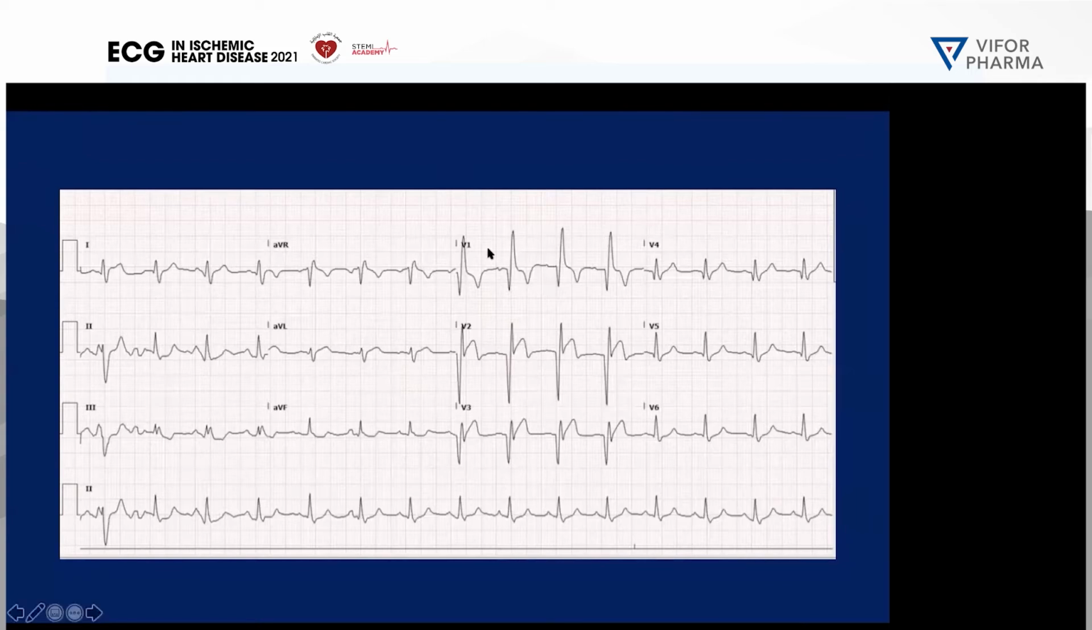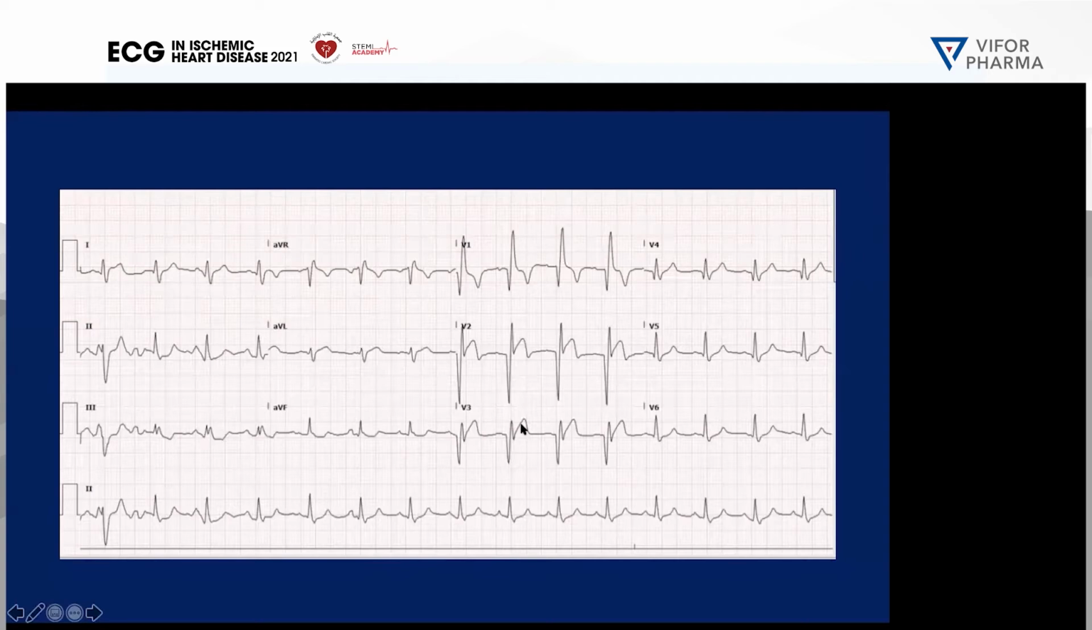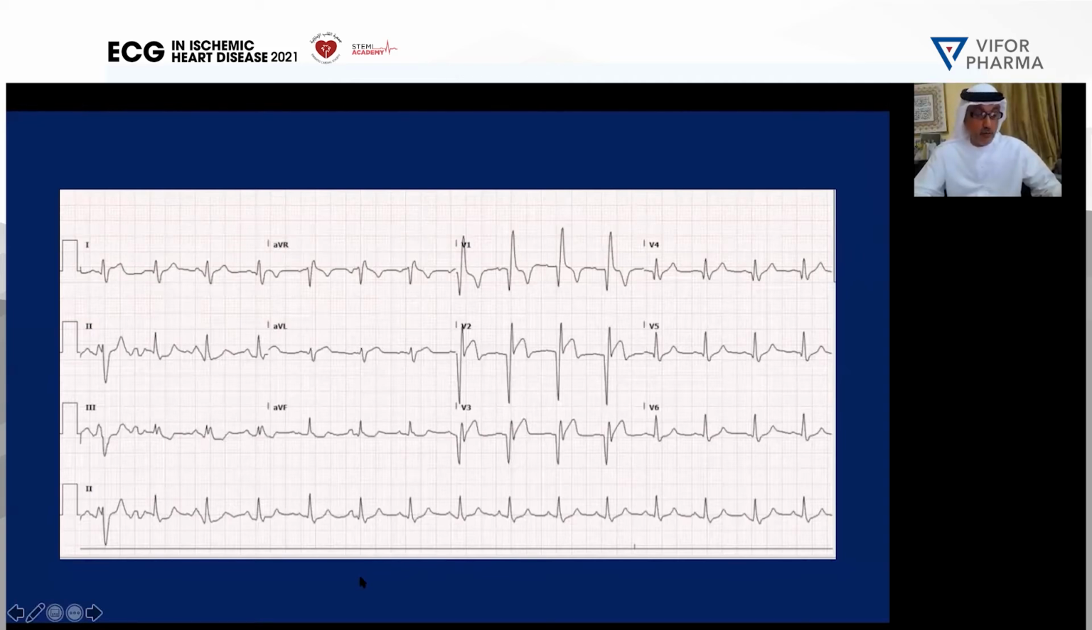So rate, rhythm, axis. In V1 there is an RSR, a pattern suggestive of a right bundle branch block. And then there's ST elevation involving V1, V2, V3, and ST depression involving leads 2, 3, aVF. So ST depression in the inferior leads and ST elevation in the anterior leads, in the setting of right bundle branch block. And I have a message out of that I want to convey.